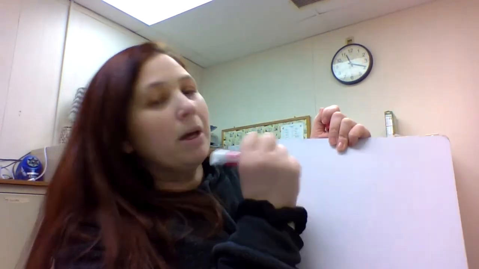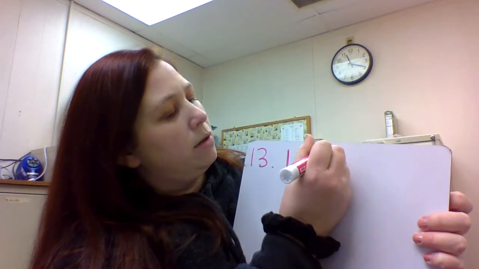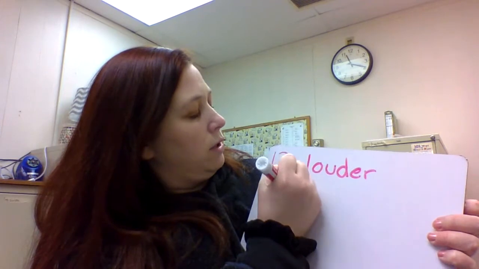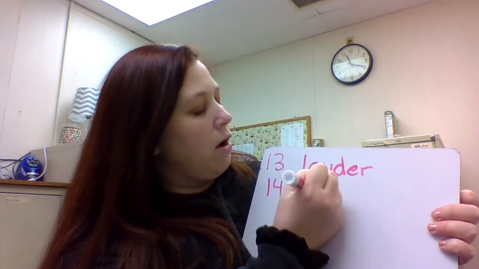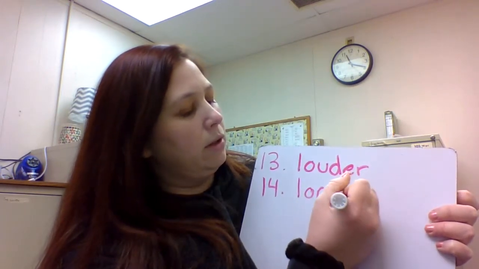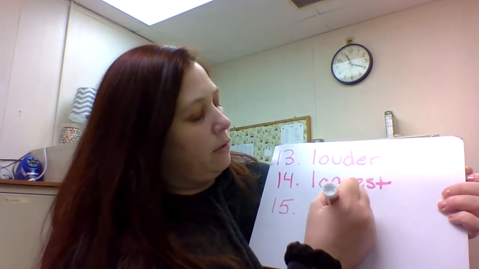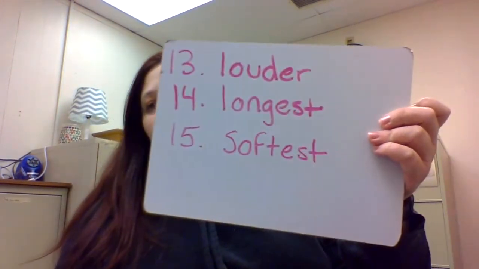To number 13. We are going to spell louder. All these words have a sight word or a root word first. So we have loud, and then E-R. Number 14, we have longest. So we're going to spell long, L-O-N-G. That's our ng, and then E-S-T, longest. And number 15, we're going to spell softest. Soft, and then est. All right, make sure you have those 3 down.